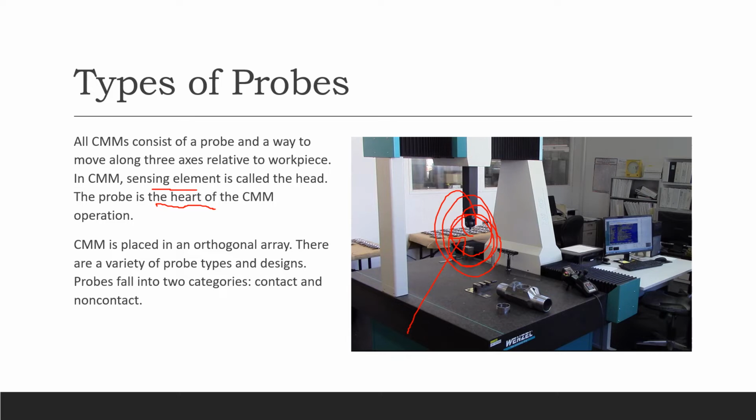The CMM is placed in an orthogonal array. Every time you see this, that's your right angle. There are a variety of probe types and designs. You need them because you have to measure different kinds of things. Probes fall into 2 categories. One you touch, contact. The other you don't touch, non-contact probes.